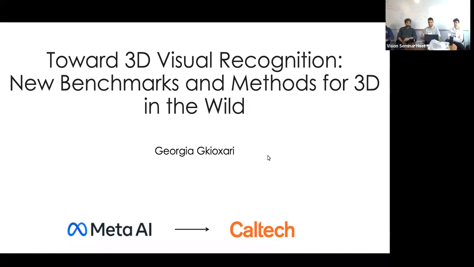Georgia is an incoming faculty at Caltech. She received a PhD at UC Berkeley under the supervision of Jitendra Malik in 2016. And since then, she's been working as a research scientist at Facebook or Meta AI for a few years, 6 years. She's done very cool work in object and action recognition, focusing more recently on 3D vision understanding. And this includes the development of the PyTorch 3D library that some of us have used. And she has received multiple awards, including the PAMI Young Researcher Award and the ICCV Best Paper Award and others. So Georgia, thank you for being here today and really appreciate it.